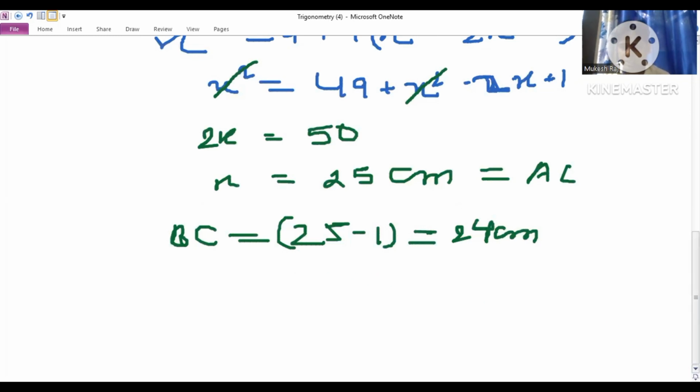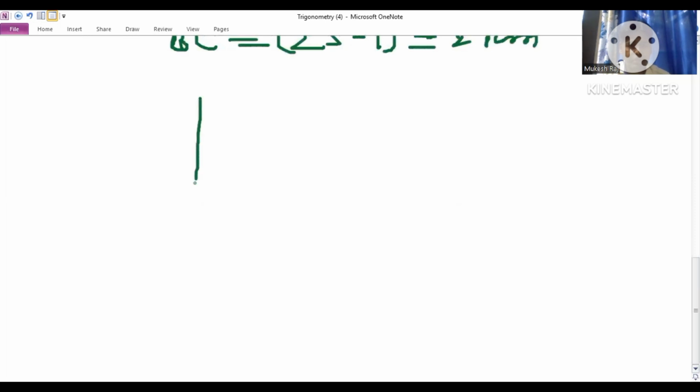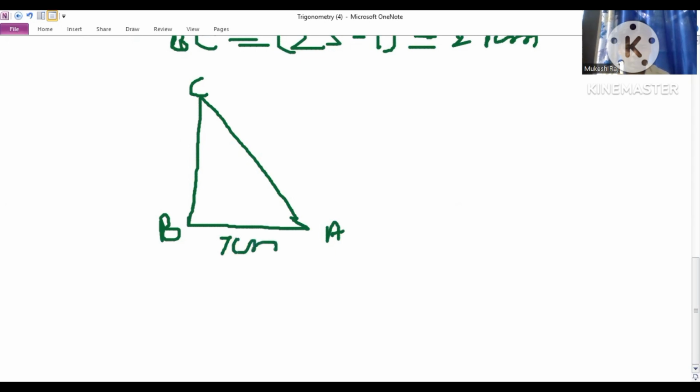Fine. Now we have calculated all the parameters of the triangle. So once again, I'm going to draw the triangle for you friends. From here, you would be able to identify the length of all the sides, B, C, and A. AB was given as 7 centimeters, so 7. And from the calculation, we have obtained AC equal to 25, and then BC is equal to 24. Now with these parameters, we have to calculate the value of sine C and cos C.